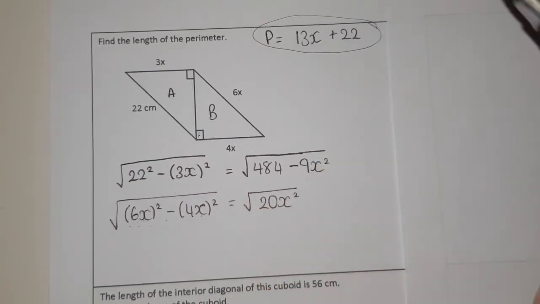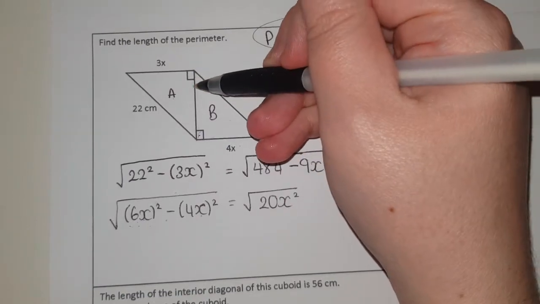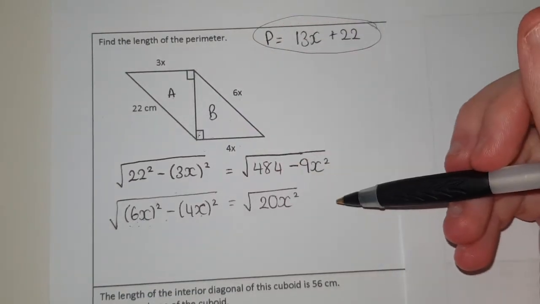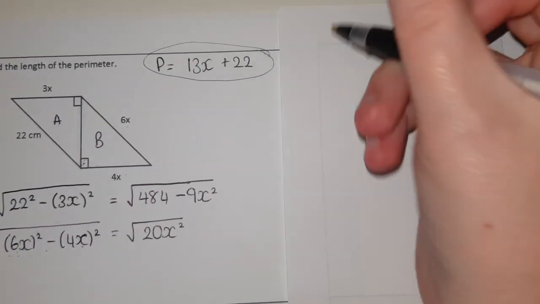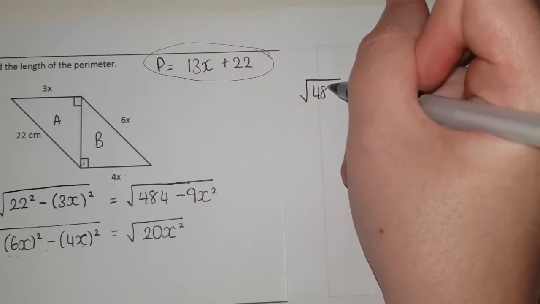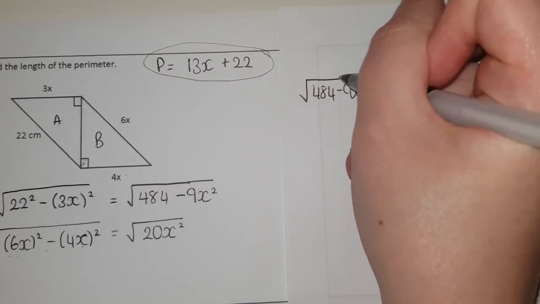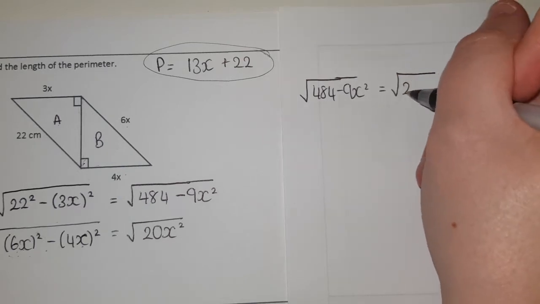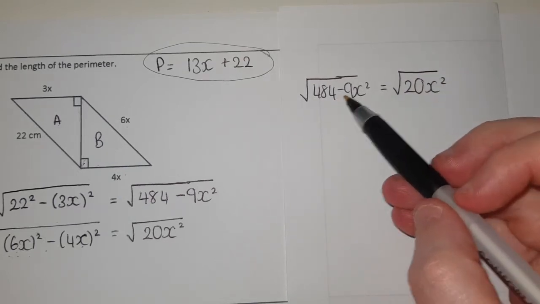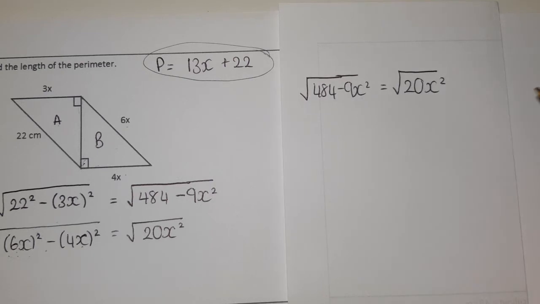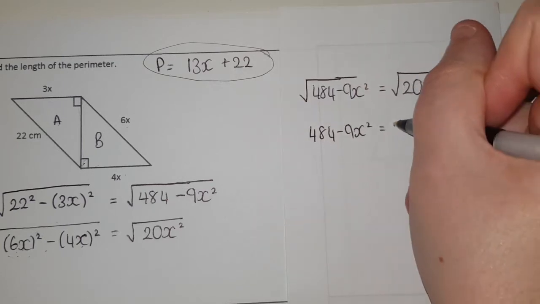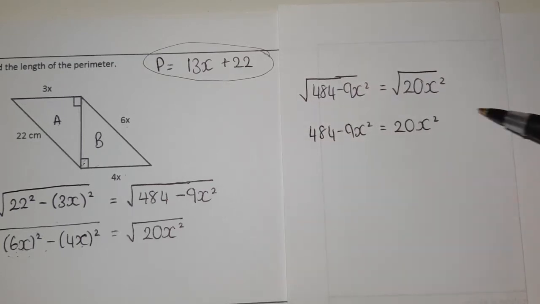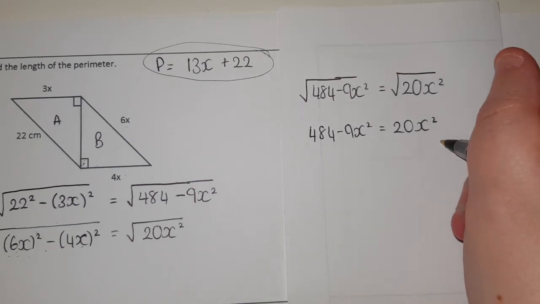Okay, now remember what I said. Both of these are describing this length here. So they're both telling you exactly the same thing. So although it looks horrendously complicated, I can just say that the square root of 484 minus 9x squared has to be equal to the square root of 20x squared. Now if the square root of something equals the square root of something, I can just essentially cancel out the square roots by squaring both sides. I'd end up with everything that's inside my square roots equaling each other, because they obviously have to give me the same value. From there it becomes nice and easy to solve.